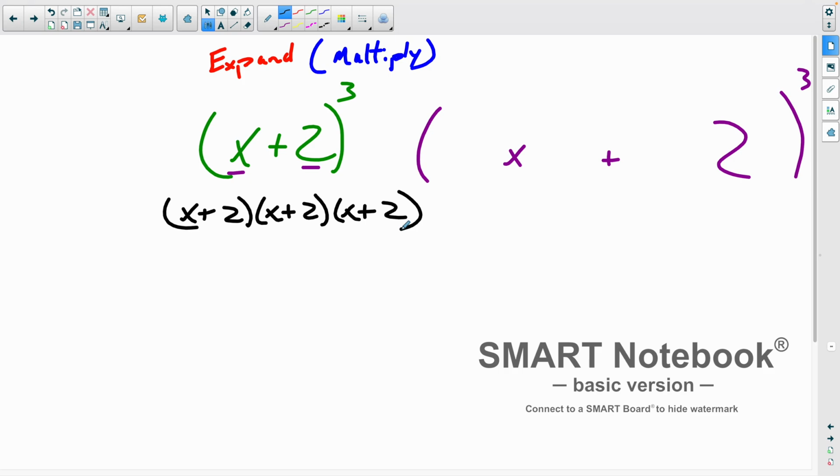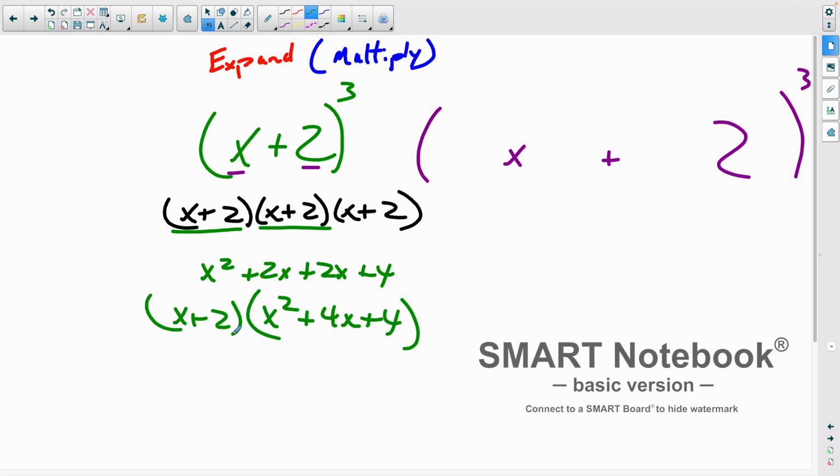To do this, I heard many of you talking about the box method. You can do the box method, you can FOIL it, but I'm going to pick 2 of those and multiply them out. X times x is x squared. 2 times x is 2x. I've got another 2x. And 2 times 2 is 4. So when I multiply that out, I get x squared plus 4x plus 4.